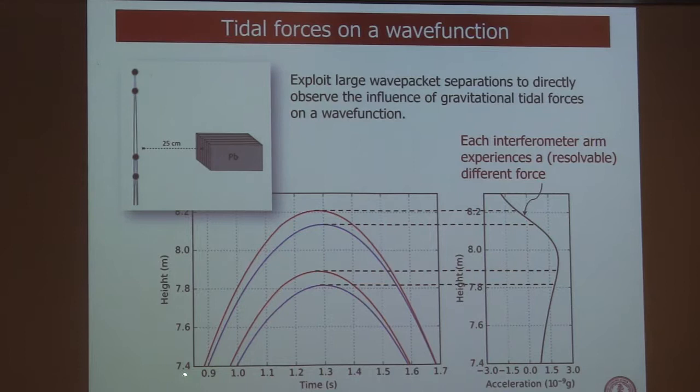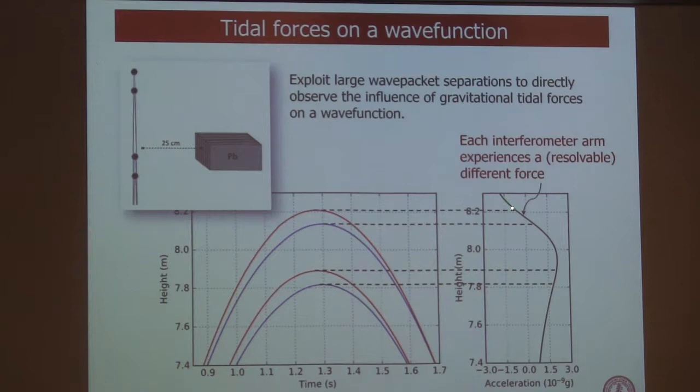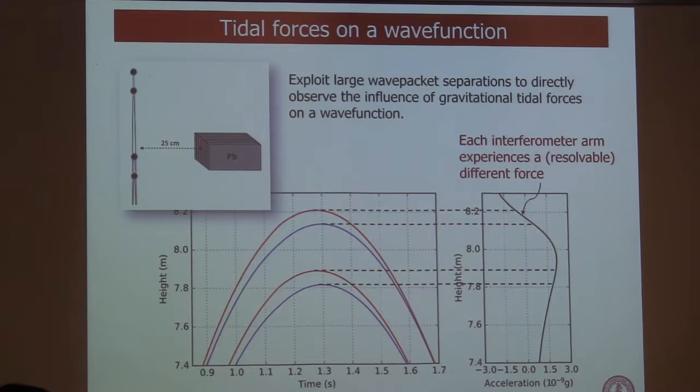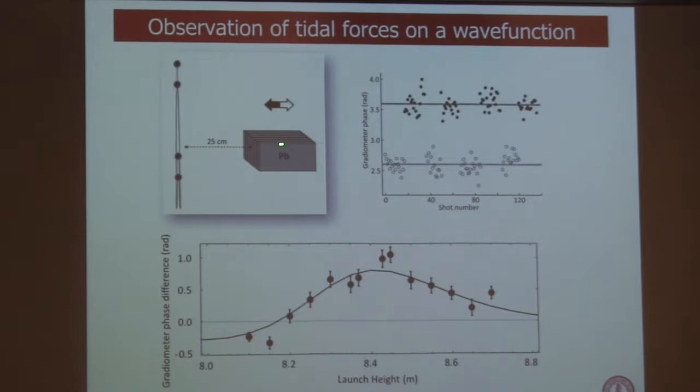This is a space-time diagram showing where the wave packet trajectories are. And this is the sort of gravity gradient associated with the bricks. Because these two interferometers sense the accelerations of these locations differently, we get phase shifts that we can measure and then quantify. So these are the observed phase shifts when I change the position of the bricks between being close to the wave packets and being far away. Basically, when the bricks are in, I see the curvature from the bricks. When the bricks are away, I don't see their curvature.